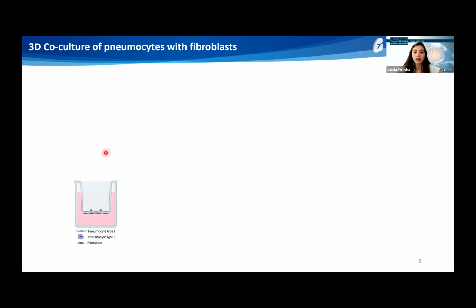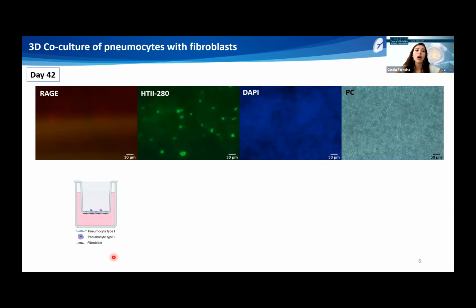For a second model that is made of pneumocytes and fibroblasts, we saw on day 42 a very faint or non-existent expression of RAGE, a nice expression of HT2-280, but we saw that the cells grew smaller over time. And when we look at the cell density with DAPI, it's very dense. We have many layers of cells, which is not promising to develop an alveolar model.